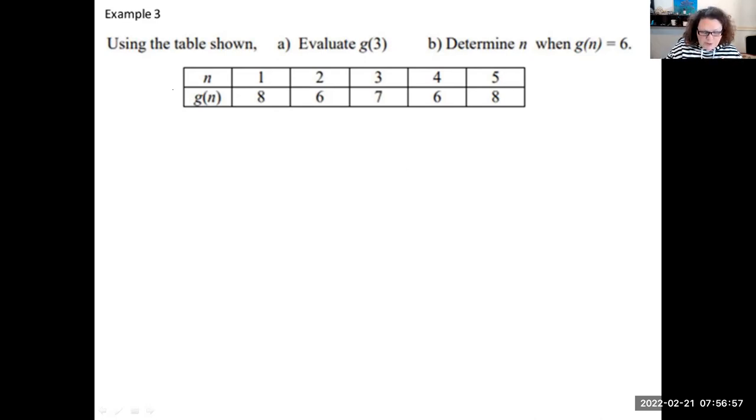So if we're evaluating, let's go up here. A is evaluate G of 3. Well, what does that mean? That means when N is equal to 3, what is G of 3?